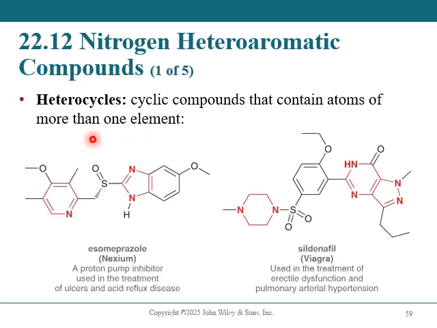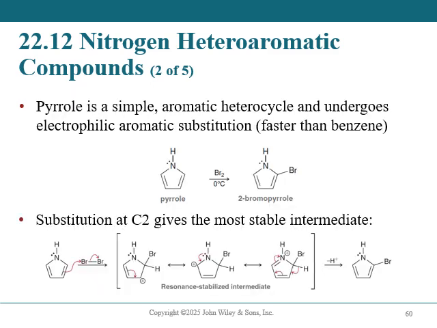Now let's talk a little bit about nitrogen heteroaromatic compounds. As you know, we've seen a few of these before. We have heterocyclic compounds, which is a cyclic compound that contains elements other than carbon and hydrogen. So in this case, we have a couple of examples of rings that contain nitrogen instead, or in addition to your carbon atoms. So pyrrole is a simple aromatic heterocycle and it undergoes electrophilic aromatic substitution, and it does so much faster than benzene. Substitution at the carbon number 2 will give you the most stable intermediate.